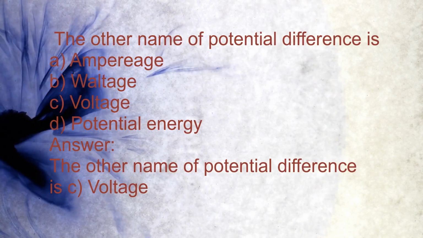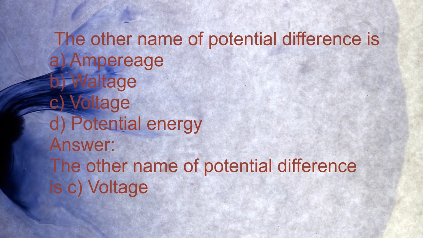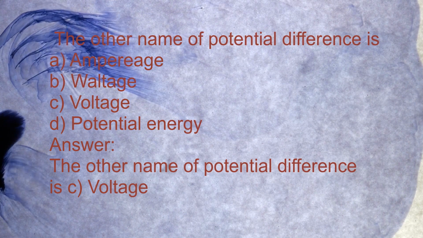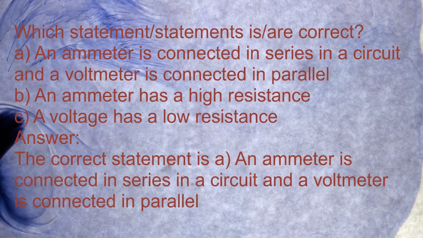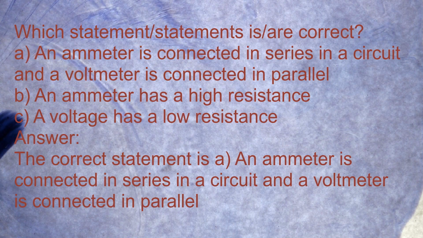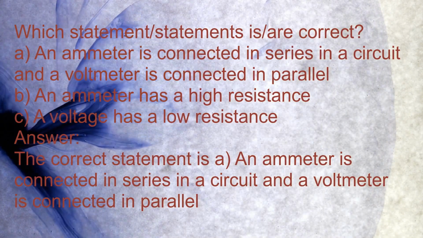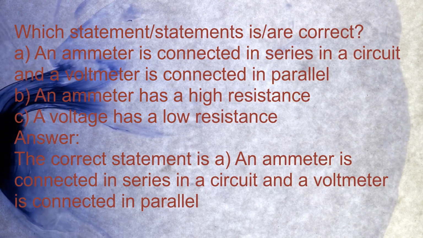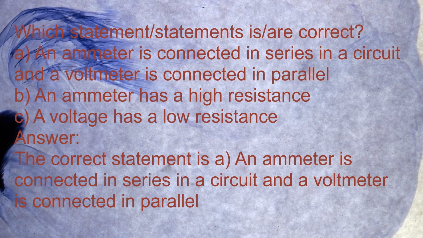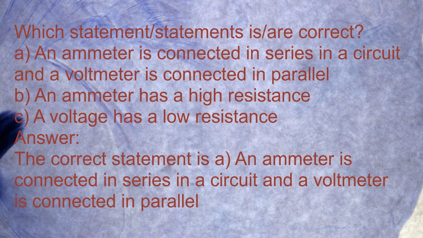Q27. The other name of potential difference is A. Amperage B. Voltage C. Voltage D. Potential energy. Answer: the other name of potential difference is C. Voltage. Q28. Which statements are correct? A. An ammeter is connected in series in a circuit and a voltmeter is connected in parallel. B. An ammeter has a high resistance. C. A voltmeter has a low resistance. Answer: the correct statement is A. An ammeter is connected in series in a circuit and a voltmeter is connected in parallel.